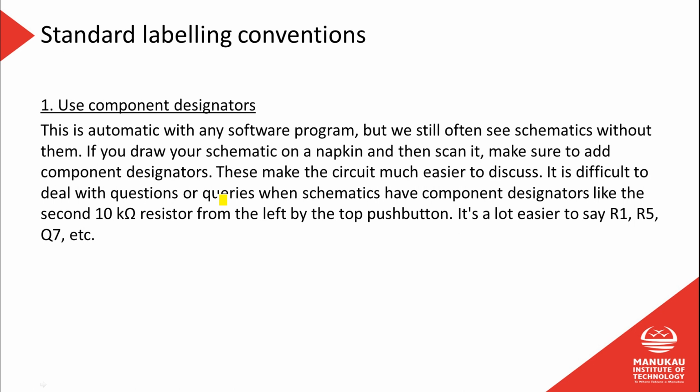Alright, standard labelling conventions. So use component designators. This is automatic with any software program, but we still often see schematics without them. If you draw your schematic on a napkin and then scan it, make sure to add component designators. These make the circuit much easier to discuss. It is difficult to deal with questions or queries where schematics have component designators like the second 10k resistor from the left by the top push button. It's a lot easier to say R1, R5, Q7, etc.